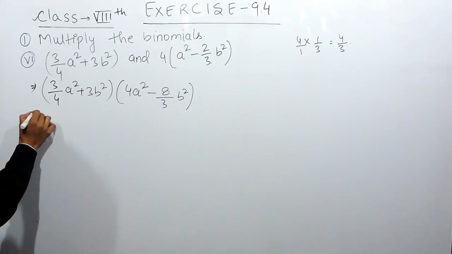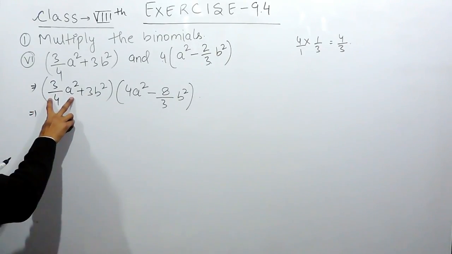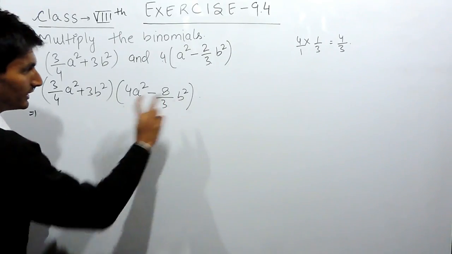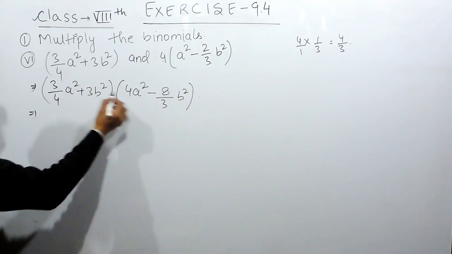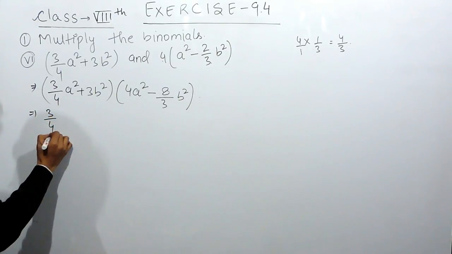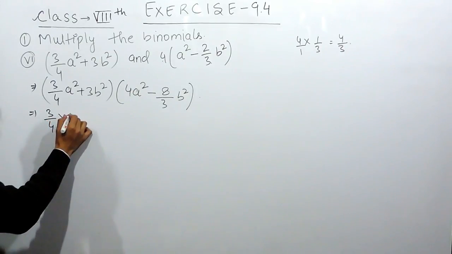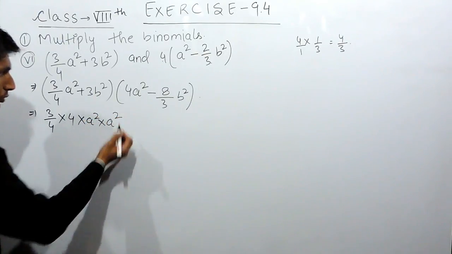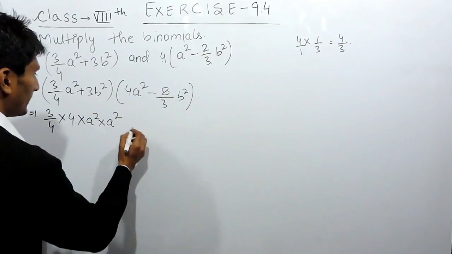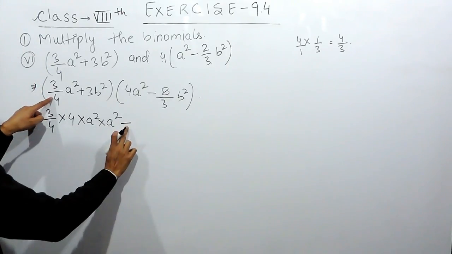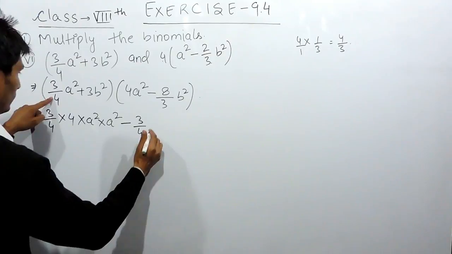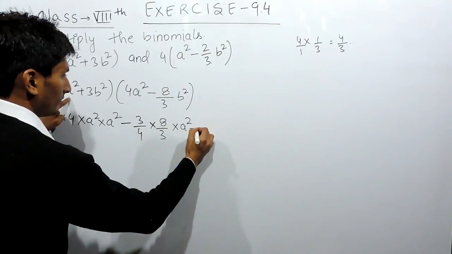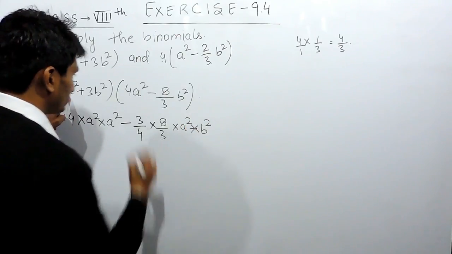So to solve this, we know that we have to multiply this term with both the terms individually, and after that we have to multiply this term with both the terms individually. So now let's multiply this with this. So this 3 by 4 will be multiplied with 4, and a square will be multiplied with a square. Similarly, this term will be multiplied by this, and plus minus will be negative, and 3 by 4 will be multiplied with 8 by 3, and a square will be multiplied with b square.